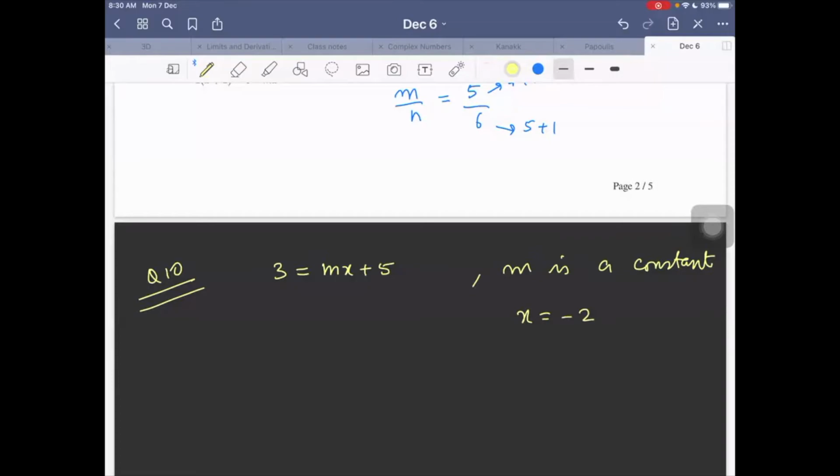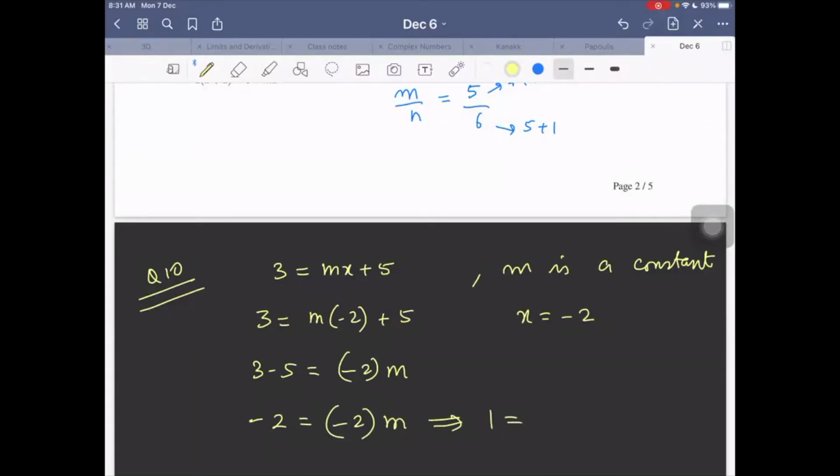So in this case, we have 3 is equal to m into -2 plus 5. 5 goes to the other side. We have 3 minus 5 is equal to m times -2. Let's just write m times -2 itself. So we have -2 is equal to -2 times m. So your -2 gets cancelled on both sides. You're left with 1 is equal to m.